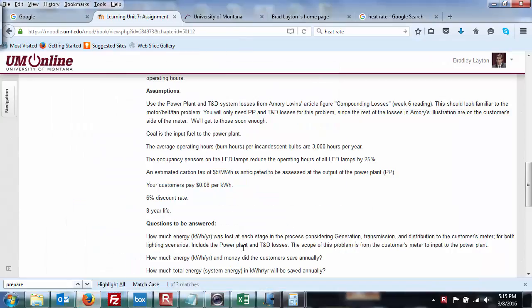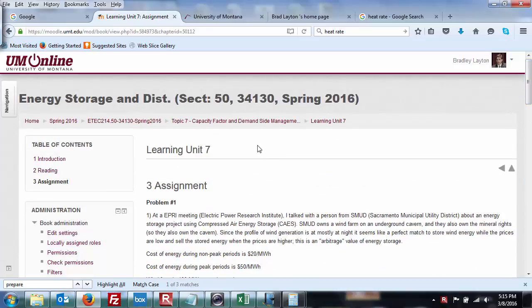All right, so let's get back into this problem. How many kilowatt hours per year were lost at each stage in the process: generation, transmission, and distribution? Include the power plant and T&D losses. So I think we need to look at Amory Lovins' article to get at that. The scope of this problem is from the customer's meter to the power plant. So let's go back and look at that, because we'll just use his numbers.